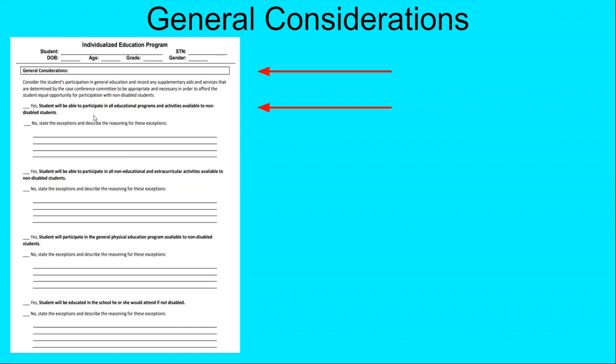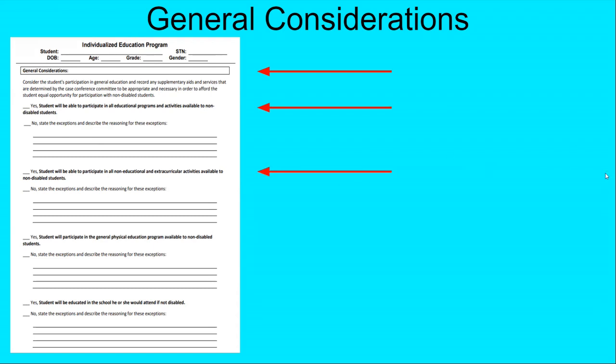And the biggest thing here is, maybe they have a learning disability that's specifically related to math or reading, okay? And they can't quite get it. So maybe they need to be in a special ed classroom. So they're not going to be in science, or social studies or language arts, okay? Or maybe they're not going to be in art or PE. And so if that's the case, then we would mark no, and then we would explain why. But I would say, again, 85 to 90% of the time, we would mark yes.